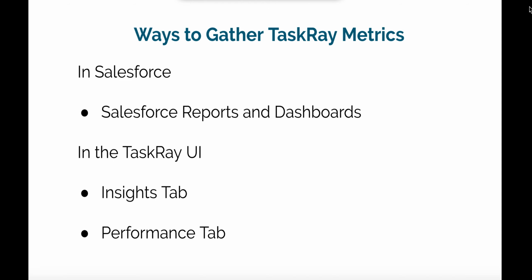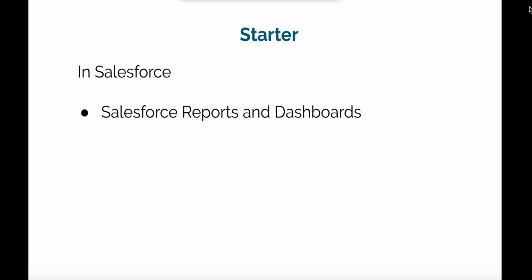In this video, we're going to talk about how to report on your TaskRay data. The main ways to gather TaskRay metrics are in Salesforce, you can use the Salesforce reports and dashboards, or in the TaskRay UI, you can use the Insights tab or the Performance tab. If you're on Starter, you're not going to have access to the features in the UI, so you're going to want to use the Salesforce reports and dashboards.